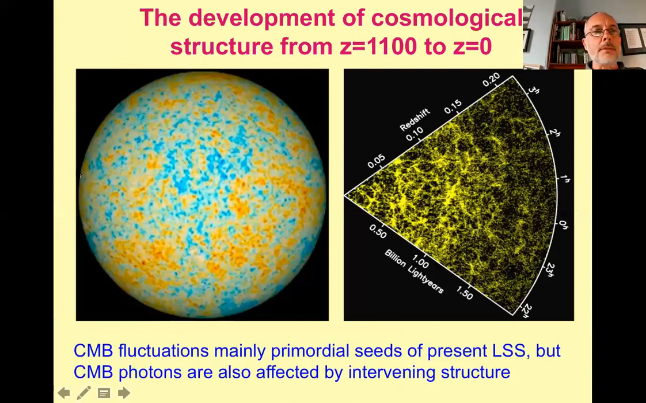All right, so we have a great model, the Lambda CDM model, which gives us a detailed apparatus for trying to understand how structure in the universe developed, and it seems to work extremely well.